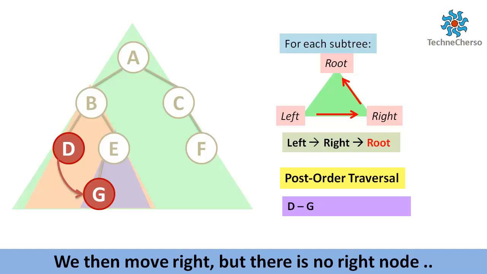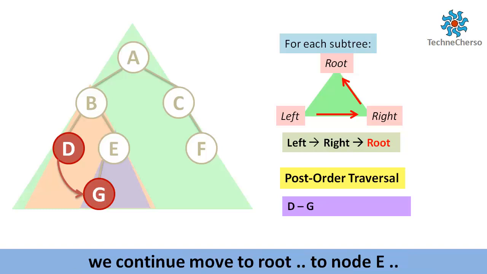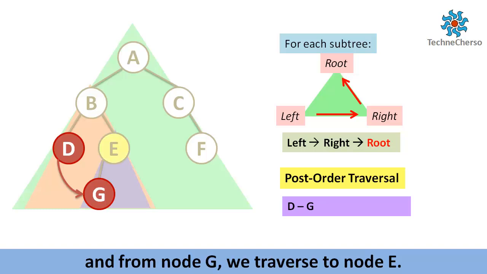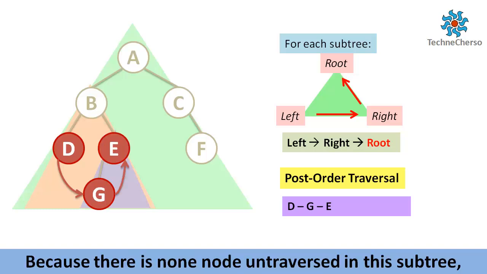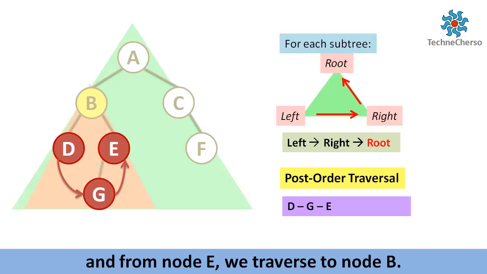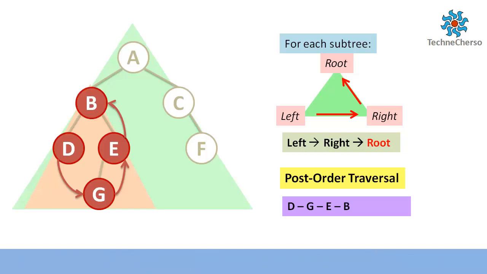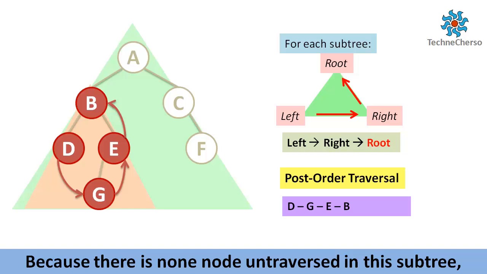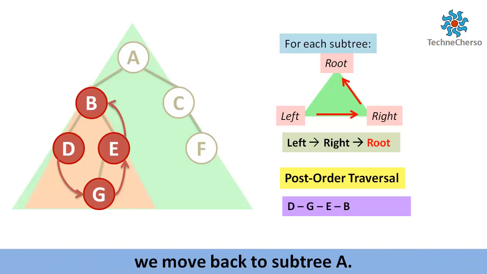We then move right, but there is no right node. We continue move to root to node E, and from node G we traverse to node E. Because there is no node untraversed in this subtree, we move back to subtree B. We move to root to node B, and from node E we traverse to node B. Because there is no node untraversed in the subtree, we move back to subtree A.